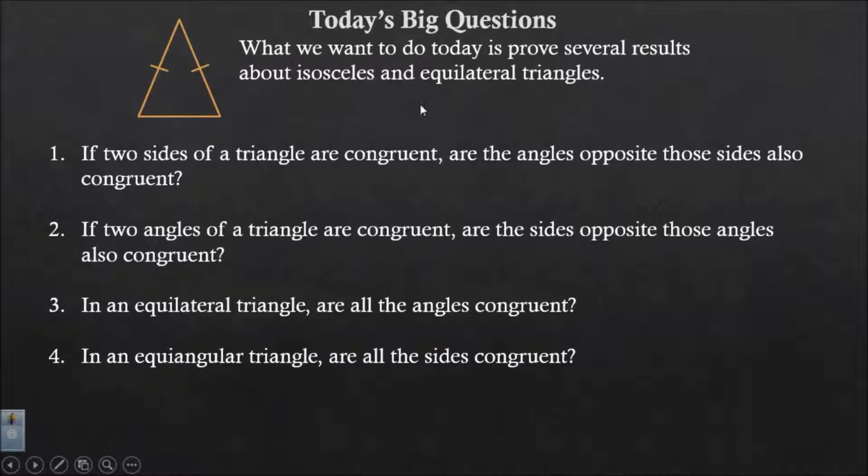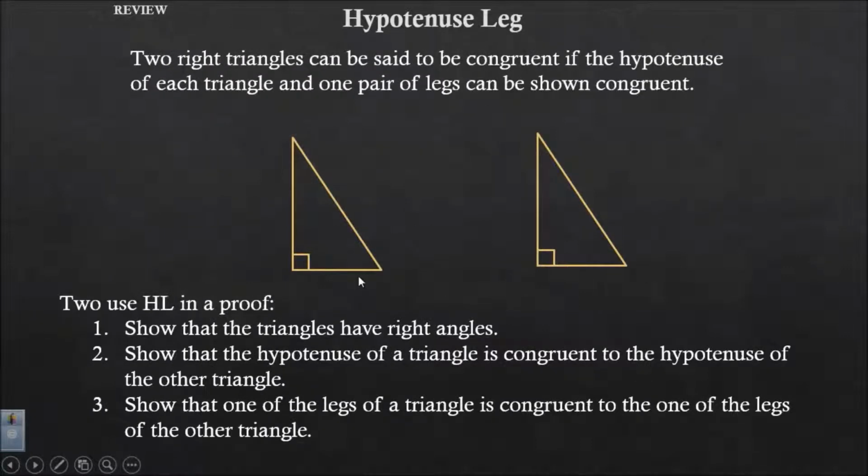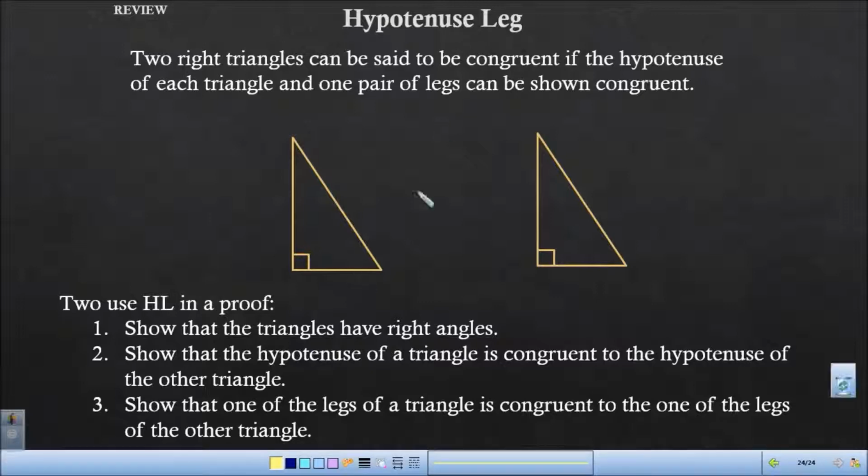All right. Now, before we start answering those questions, we have to remind ourselves of some things. The first here being that in hypotenuse leg, the key is to first show that we have right angles. You don't have to show they're congruent, you have to show that they're right. Then we have to show that the hypotenuse of each triangle is congruent and that the legs of the triangles are congruent. Okay, now, if we can do that, we can prove that the triangles are congruent by hypotenuse leg.